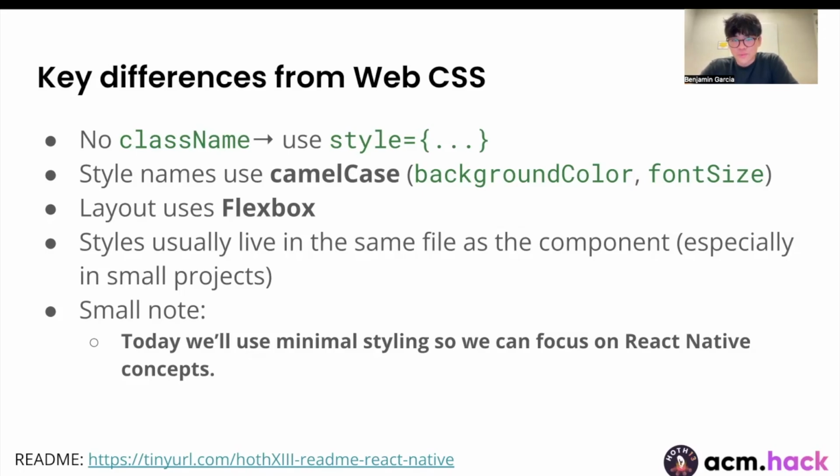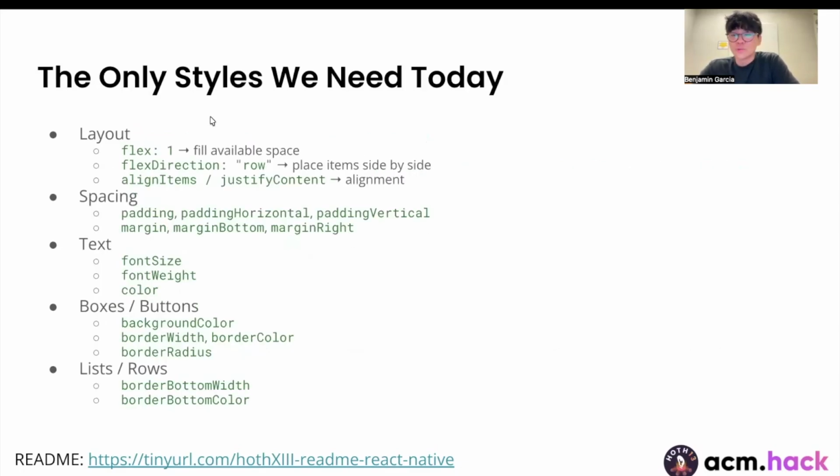Just as a small note for today, we'll be using minimal styling so we can focus on React Native concepts. As for the only styles we need today, because there is a lot of styles you can use. We'll be using layout, which is flex one, flex direction row, and then align items with justify content. Spacing with padding, padding horizontal, padding vertical, margin, margin bottom, margin right. Text, font size, font weight, font color. Boxes with the buttons: background color, border width, border color, border radius. Lists and rows, which would be border bottom width and border bottom color.